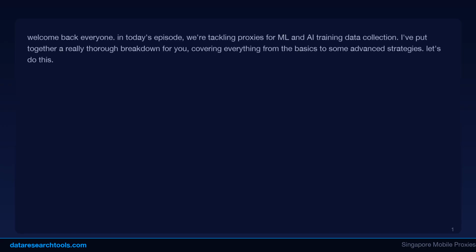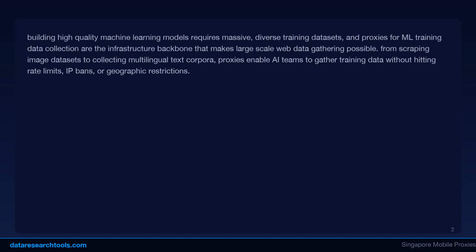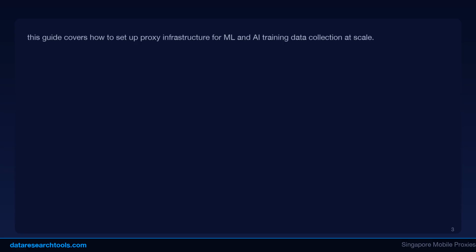Let's do this. Building high-quality machine learning models requires massive, diverse training datasets, and proxies for ML training data collection are the infrastructure backbone that makes large-scale web data gathering possible. From scraping image datasets to collecting multilingual text corpora, proxies enable AI teams to gather training data without hitting rate limits, IP bans, or geographic restrictions. This guide covers how to set up proxy infrastructure for ML and AI training data collection at scale.